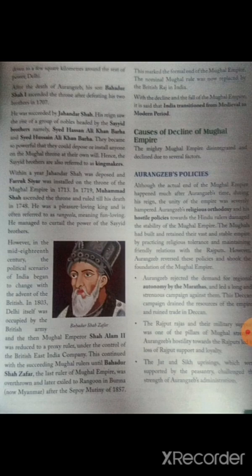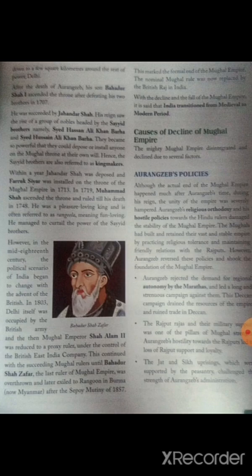With the decline and the fall of the Mughal Empire, it is said that India transitioned from medieval to modern period. That is, India completely changed from the medieval to the modern period. When the Britishers started ruling, they made a lot of changes in our country, and our country proceeded to the modern period.